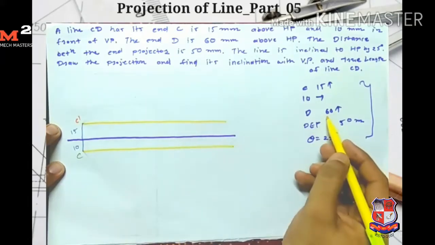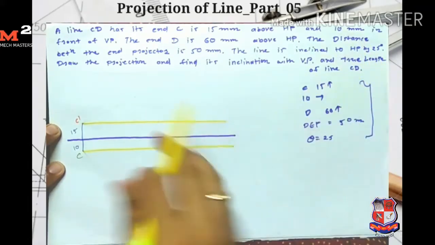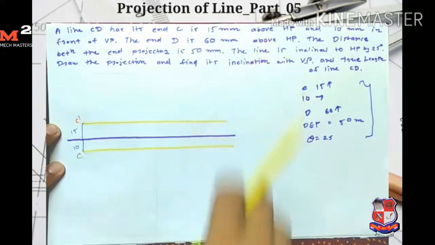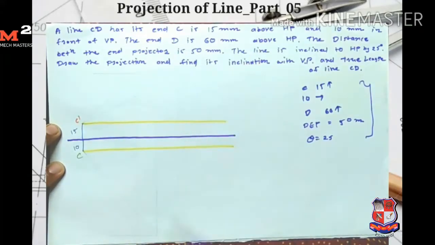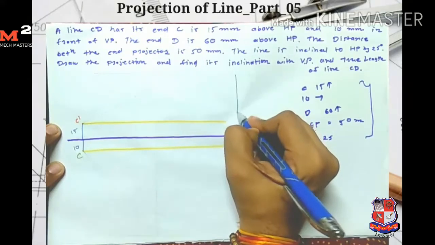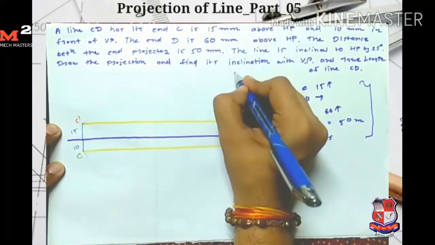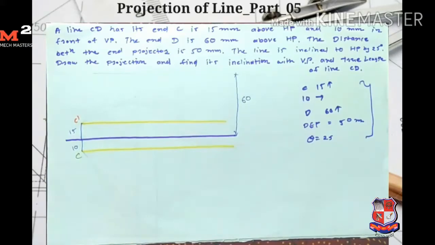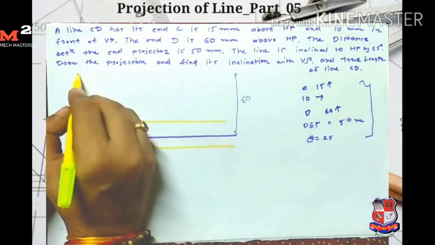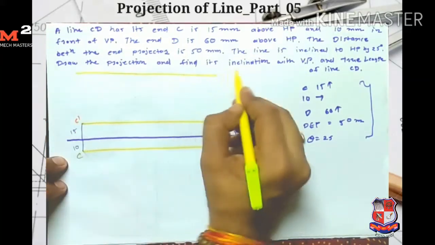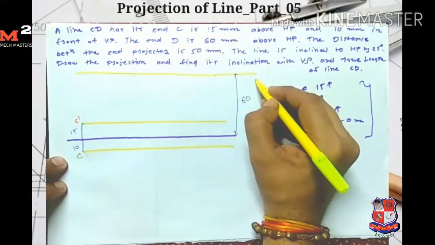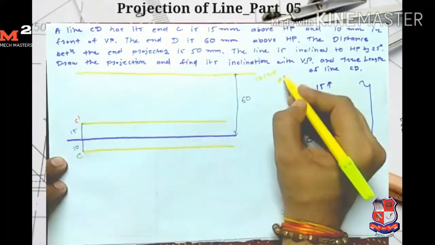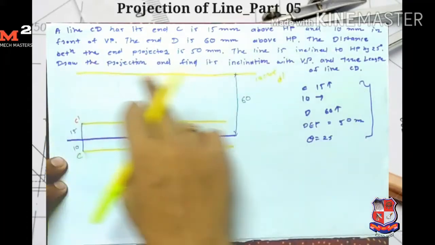Now point D is 60 mm above HP. I don't know where the point is, but I know that its distance from the reference line is 60 mm. Okay, so simple, I measure 60 mm distance from the reference line and draw one horizontal line. So this is the locus for point D dash. I get the D dash point on this line.